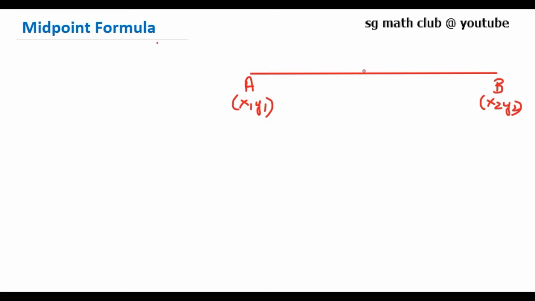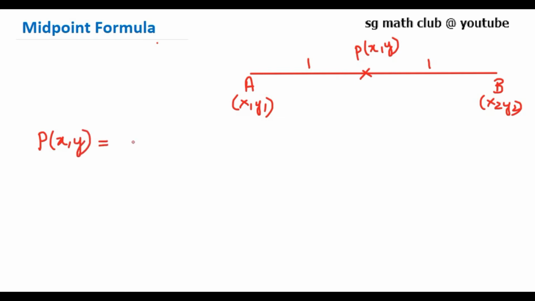Now let the point P divide AB equally, or you can say that P is the midpoint of line segment AB, or P divides AB internally in the ratio 1:1. Since it is the midpoint, it will be dividing the line segment in the ratio 1:1. Now I'll write the section formula. We need to find out coordinates of P.